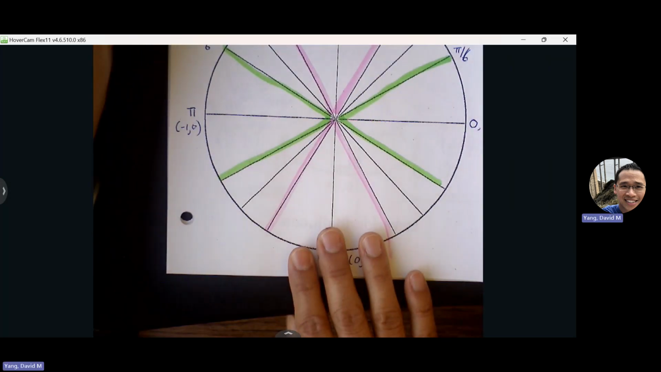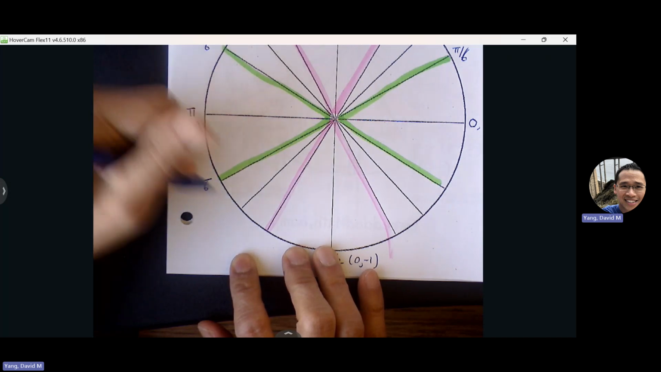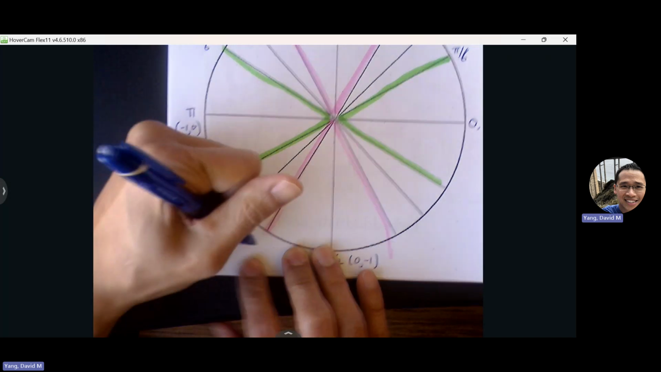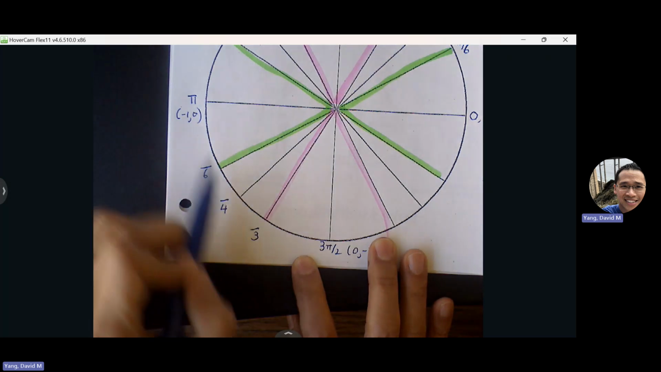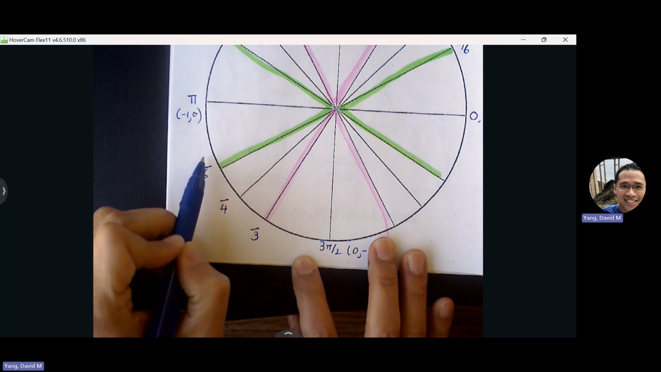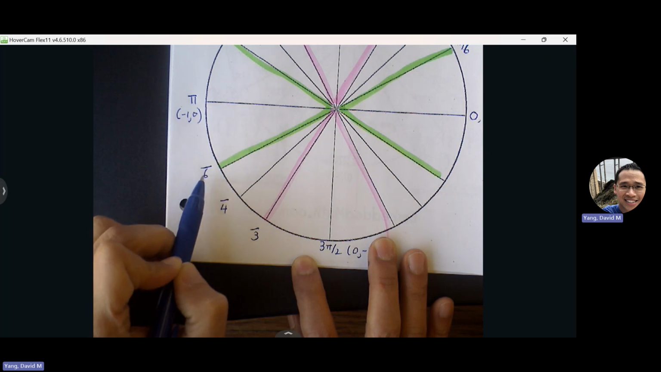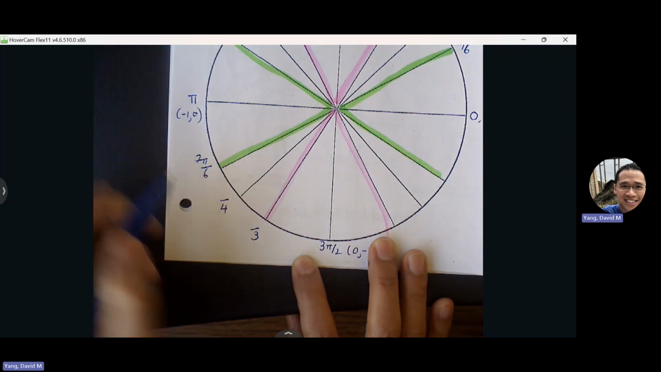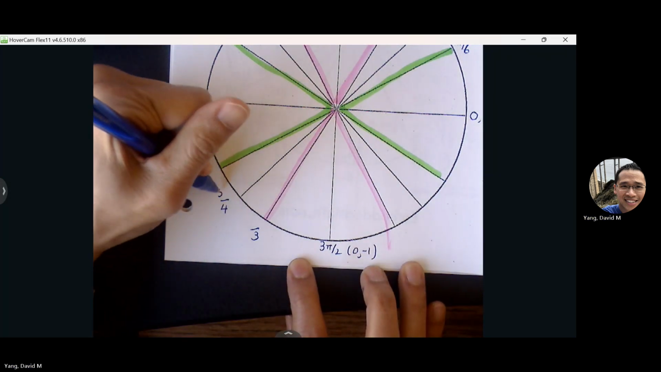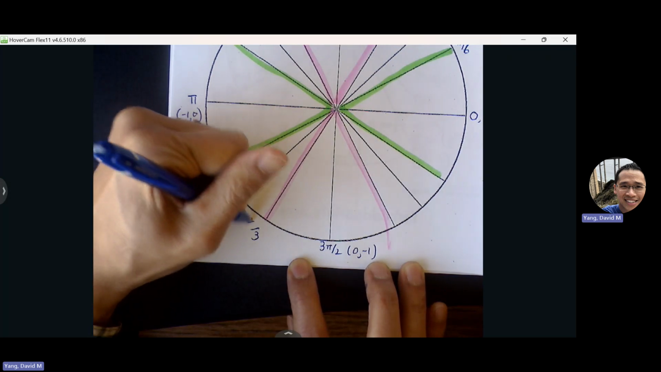And then in the third quadrant, same thing. Closest to the x-axis is over 6. Middle is 4. Furthest away is 3. But now all these are going to be greater than pi. So greater than pi means that your numerator is going to be more than your denominator, exactly 1 more than the denominator. What's 1 more than 6? 7. So 7 pi over 6. What's 1 more than 4? 5, right? What's 1 more than 3? It's 4.